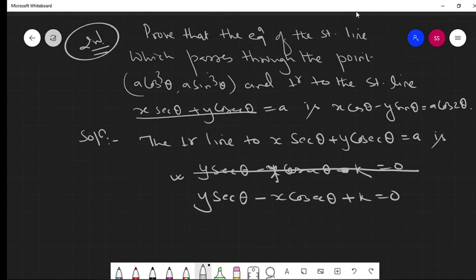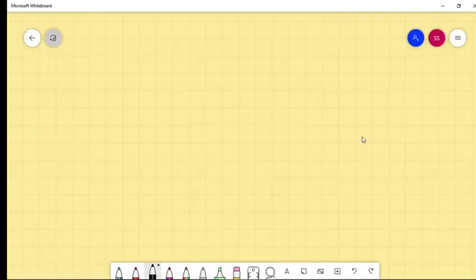Now if you shift this k to that side, it will be minus k. After making this equation, since it passes through this point, you can put the value of x, which is a cos^3 theta, and y, which is a sin^3 theta, in this equation, then you can find the value of k. After finding the value of k, you can substitute it in the given equation and you will get this result. Hope it will be helpful for your solution.